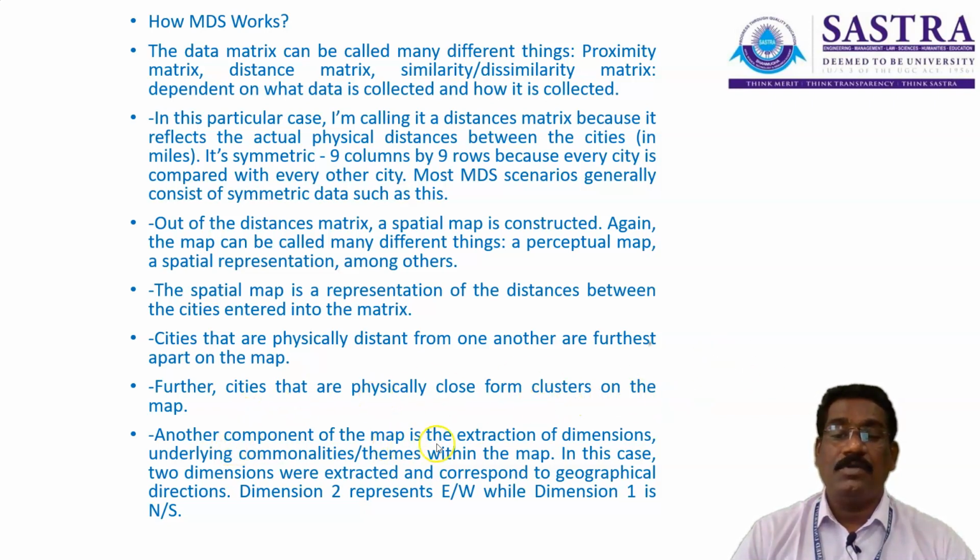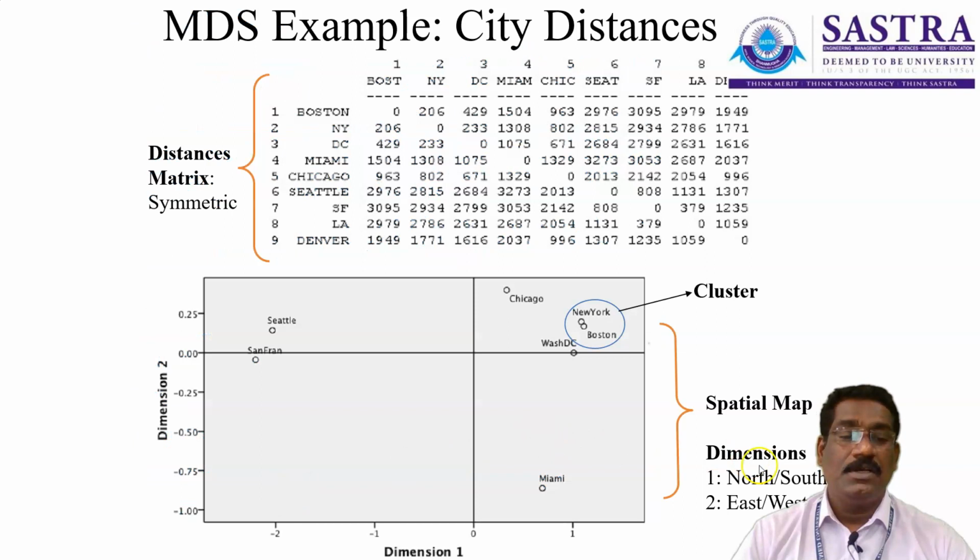Another component of the map is the extraction of the dimensions, the underlying commonalities and themes within the map. In this case, 2 dimensions were extracted and correspond to geographical dimensions. You can see here, one is north versus south and the other is east versus west. And these are the cities, with the distances in miles given here. These are the variables we need to key into multidimensional scaling.